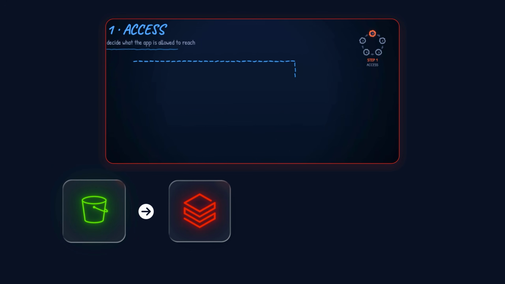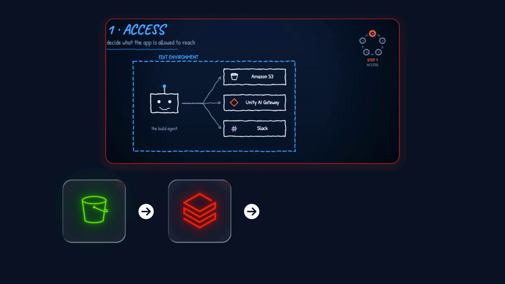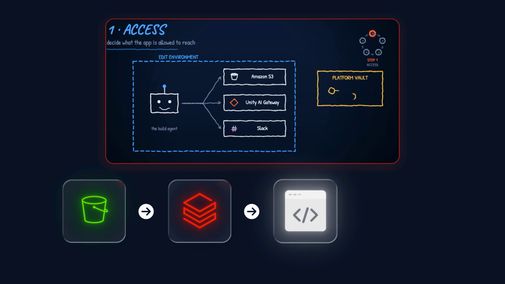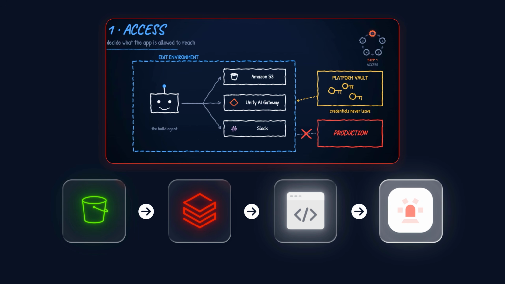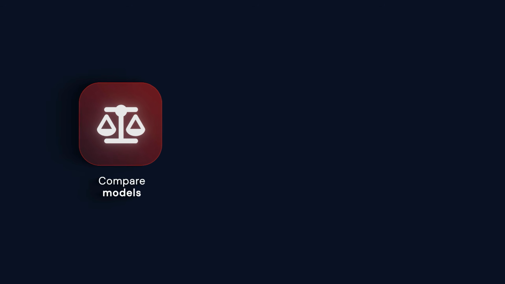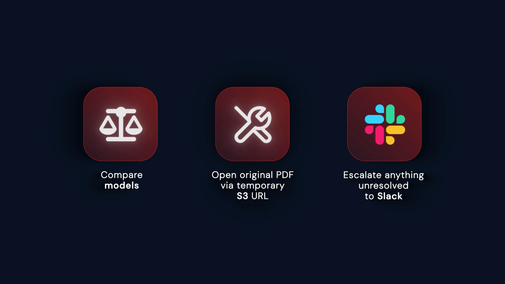So here's what we are building. The product manuals live inside Amazon S3. Databricks parses them and stores the content in a Delta table. When a customer asks a question, the application retrieves the relevant content and sends the grounded request through Databricks Unity AI Gateway to the model we selected. So this is retrieval augmented generation. From the application, we can compare models, open the original PDF through a temporary S3 URL, and escalate anything unresolved to Slack.